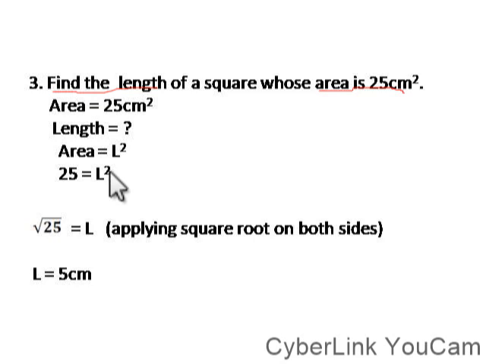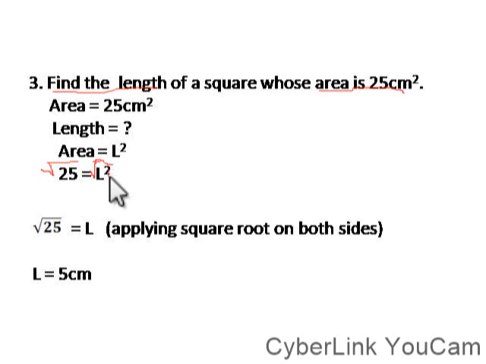We are looking for the length, not length squared, so we have to do away with this power 2. How do we do that? Whenever you have power 2 in this kind of question, you apply square root on both sides. When you apply square root on both sides, the square root will cancel out the square.